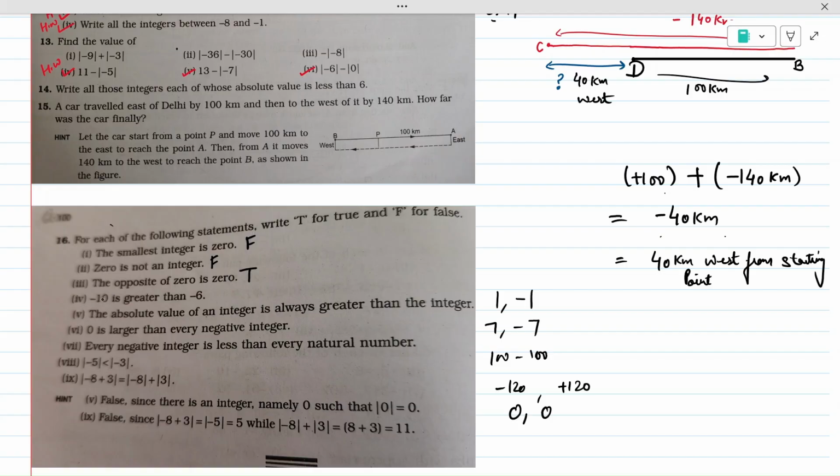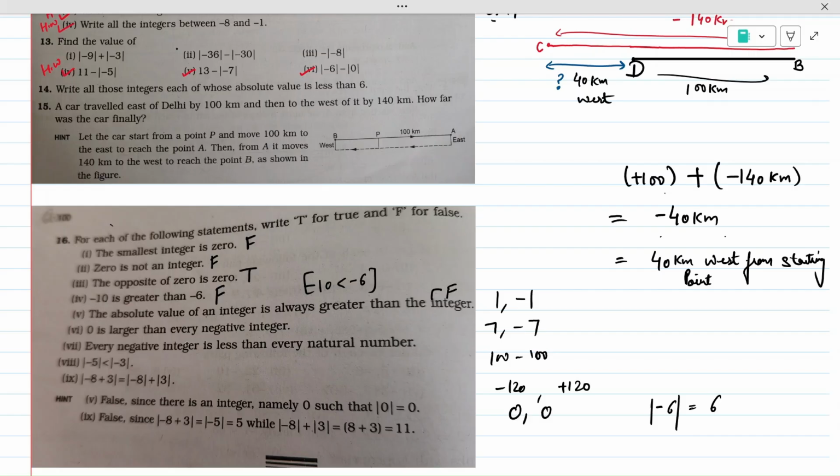So next, minus 10 is greater than minus 6. This is false. Why? Because the value of 10 is greater than 6, but it is in negative. So that means it is smaller. Minus 10 is smaller than minus 6. So this answer is false. Next, the absolute value of an integer is always greater than the integer. So here we have to see the absolute value of minus 6 is 6, but is it greater than 6? No. So it is false. The answer of this is false.